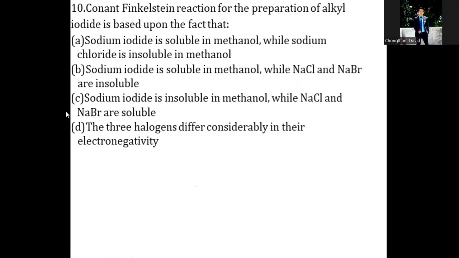Question number 10. The Finkelstein reaction for the preparation of alkyl iodide is based upon the fact that, so you're given different options. This is a name reaction. Let us see the reaction. The reaction is the Finkelstein reaction.